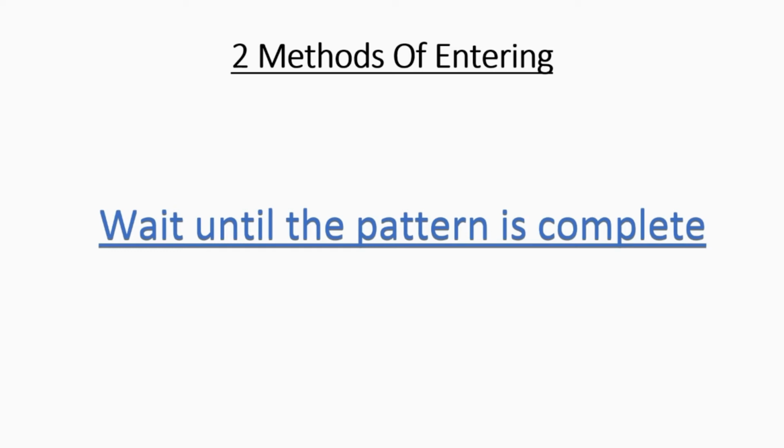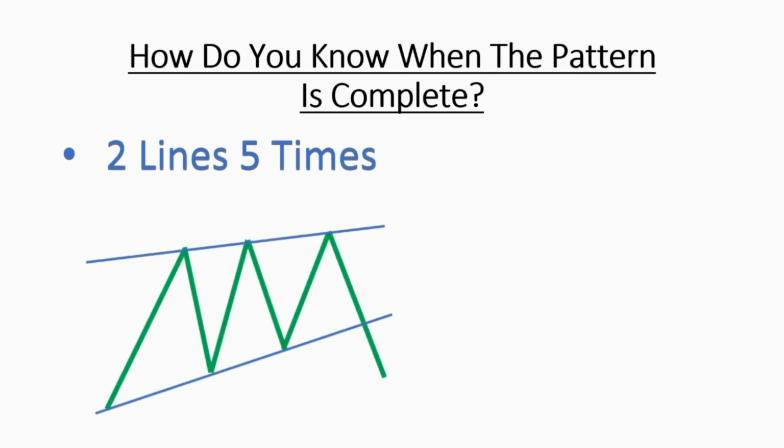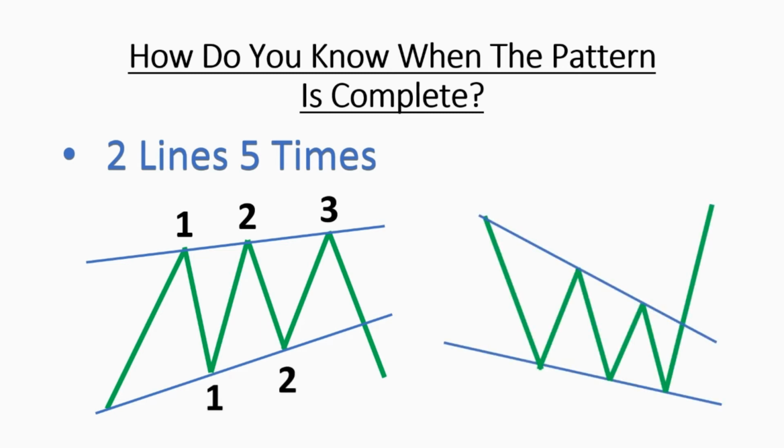So it's really important to emphasize here that you should wait until the pattern is complete before trading it as a reversal pattern. So how do you know when the pattern is complete? Well, if the pattern has touched the support and resistance lines at least 5 times. In the ascending wedge, this is most likely to be 3 times at the resistance level and twice at the support level. In the descending wedge, this would most likely be 3 times at the support level and twice at the resistance level.